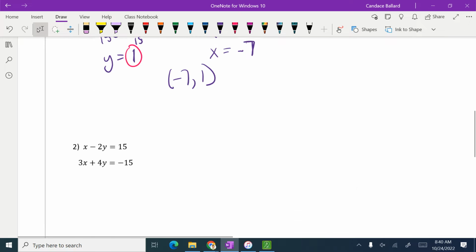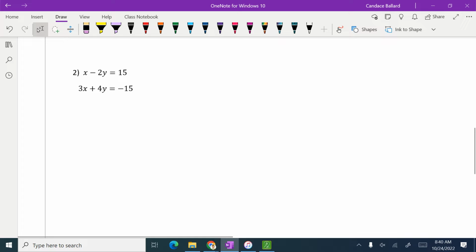This one, technically, I could do by substitution. I wasn't very careful in my problems. But I'm going to use elimination on it. So I could decide I want to eliminate the x's, or I could eliminate the y's, and it doesn't matter. I'm going to choose to eliminate y because I notice, how many times does 2 go into 4? 2. So I could very easily create a 4 here, and my signs are already opposite.